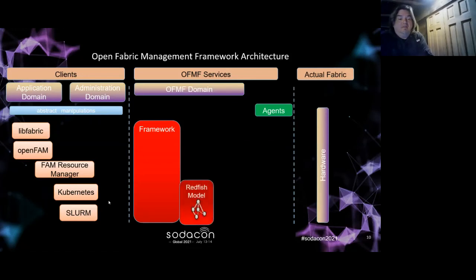Inside the fabric, or the OFMF, the state of all the fabrics available to the clients is represented using a Redfish fabric model. On the right border of the OFMF, you see a fabric-specific agent for each type of fabric that the OFMF is supplying common services for. Each fabric will have its own agent that will translate, and we'll talk about this more. So each fabric provider will have its own native model.